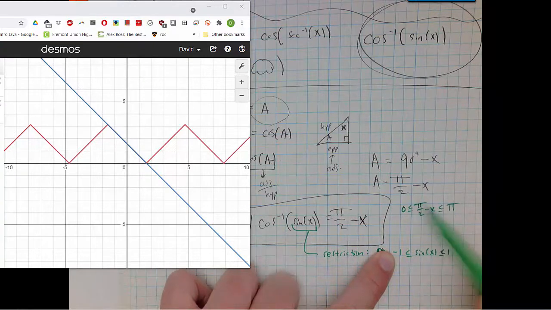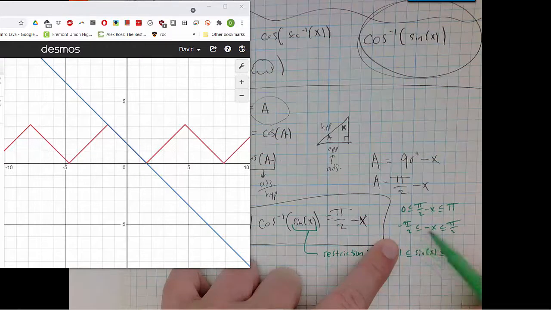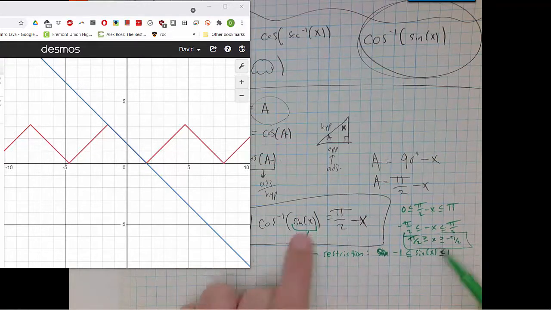So if I subtract pi over 2 from all the sides of the inequality here, now I've got negative pi over 2 less than or equal to negative x less than or equal to pi over 2. If I multiply everything by -1, that's going to flip all the inequalities. So I'll have pi over 2 is greater than or equal to x is greater than or equal to negative pi over 2. So in other words, the original input angle has a domain restriction of being between negative pi over 2 and pi over 2, and that's exactly where we see it lining up here.